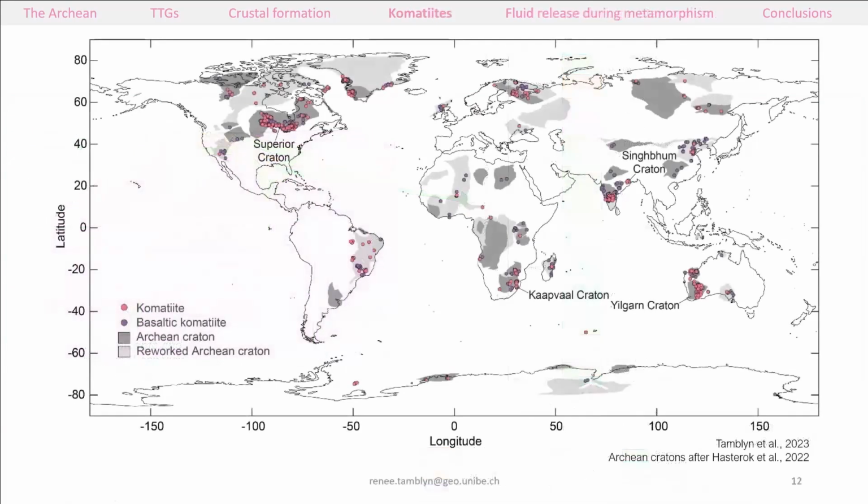Where do we find them? Well, in Archean cratons, of course. So this is just a map of Archean cratons from around the world, and each of these little points represents a komatiite or a basaltic komatiite that has a whole rock geochemical analysis attached to it. So this is actually a large database of geochemical analyses that I'll show you in a bit.